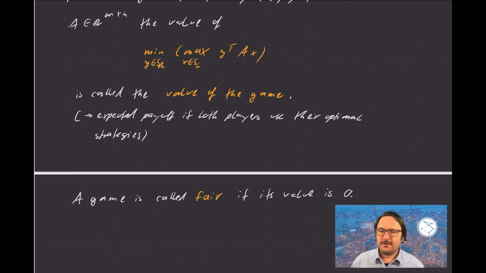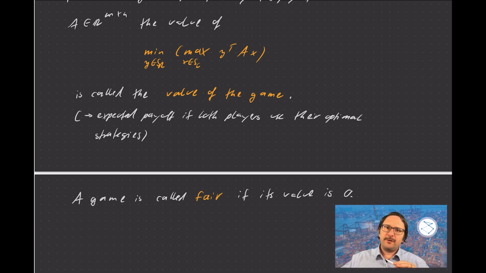On the other hand, if the value is positive, that means in the long run, the column player will gain something. And that means the game is biased in favor of the column player. If the value is negative, then in the long run, the row player would gain something. And that means the game is biased in favor of the row player.